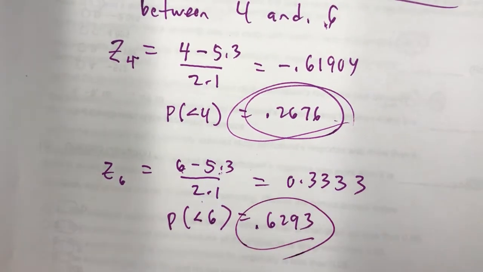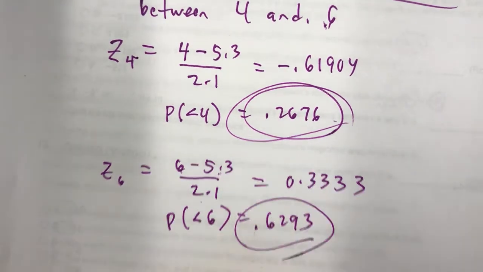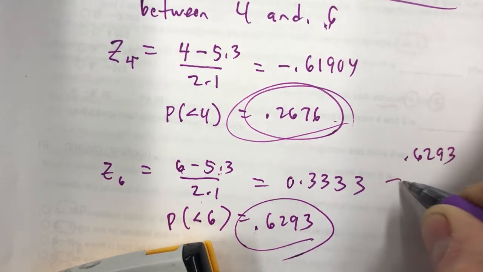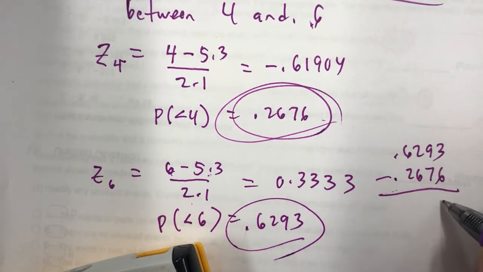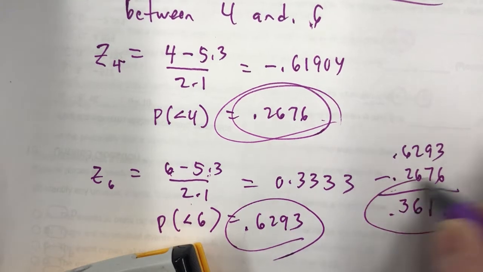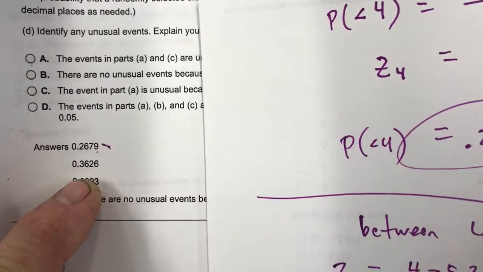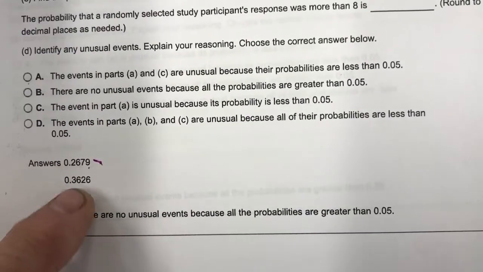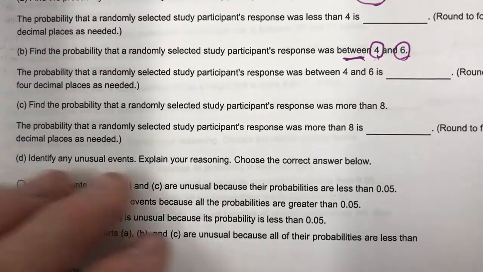Now I want between those, so I subtract them. I'm just going to go 0.6293 subtract 0.2676. So this would be 0.3617, and there you go. And you can see it 0.3626, which is close, but it's going to be a little bit off on these, but that is the right answer.